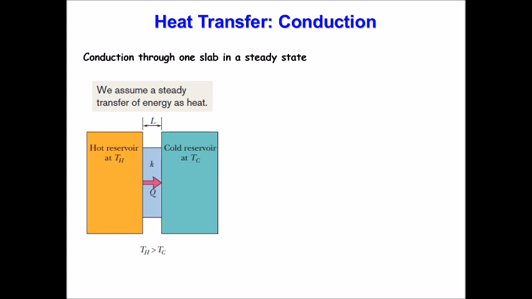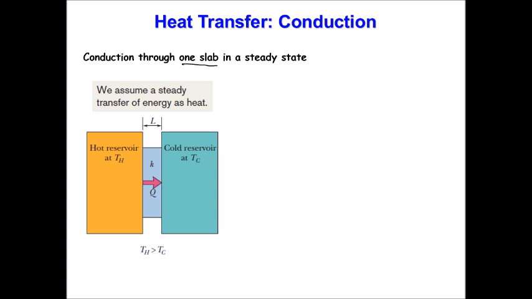Conduction requires systems in contact with each other, so in solid contact. We need two systems, one at a hot temperature and one at a cold, lower temperature. So, one hot reservoir. When you hear the word reservoir, it means that this system maintains its temperature. And a cold reservoir maintains its temperature. There is an insulation, basically, but it allows the heat to transfer from the hot reservoir to the cold reservoir through a slab.